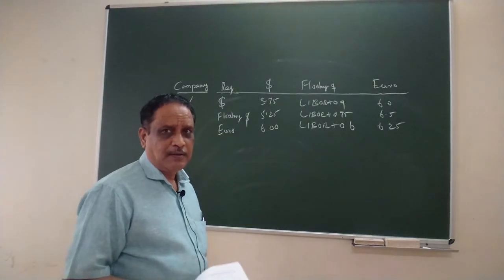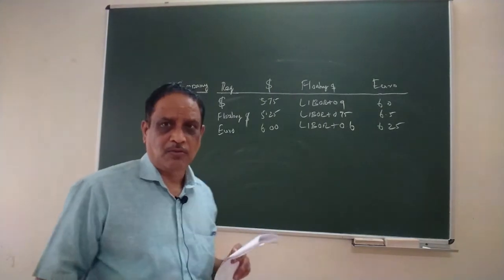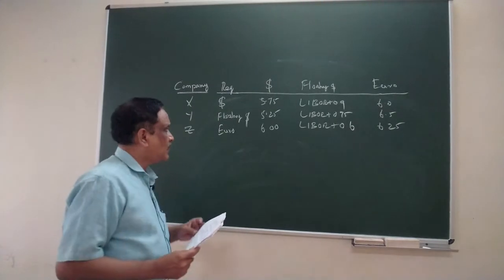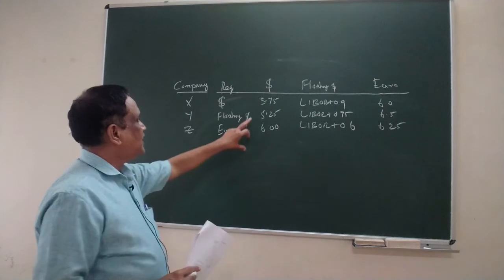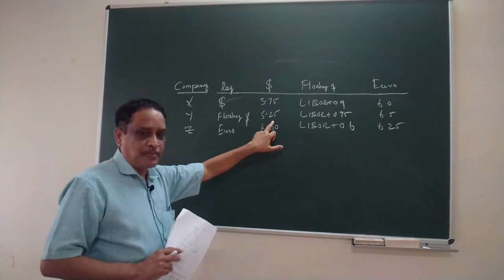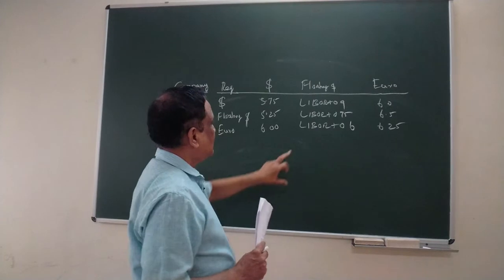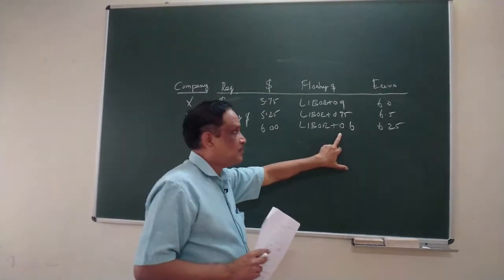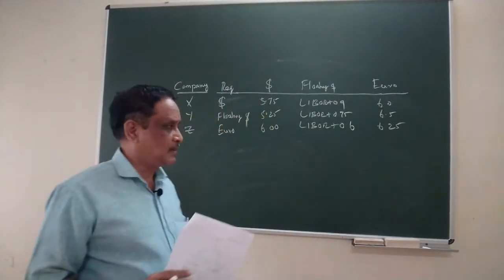We all know that when there is a difference in interest rates, this can be exploited by the companies involved. So the first step is to find out which loans are available for the companies at the cheapest rate. If you check the dollar loan, company Y has the advantage, it can get 5.25. If you take floating dollar, then Z has the advantage, LIBOR plus 0.6. If you take euro, X has the advantage, it can get it at 6%.